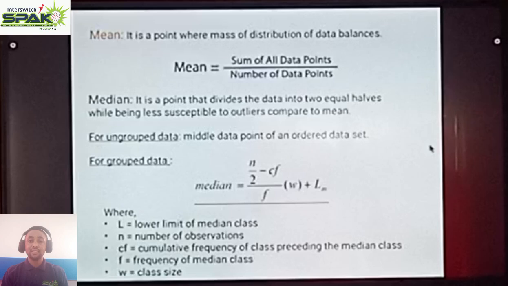Alright? So F is the frequency of the median class. So that class that we must have gotten by using n over 2 to find the class. So the frequency of that class is our F, where W is the class size. So that class size is talking about the group, like from 6 to 10, then we have 5 numbers grouped. From 1 to 10, we have 10 numbers grouped. These are class sizes of any distribution.